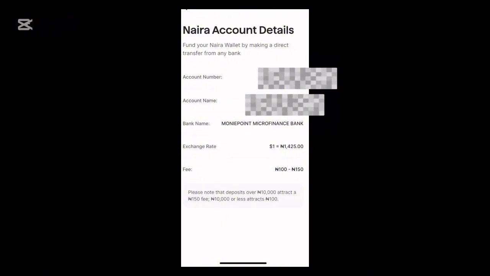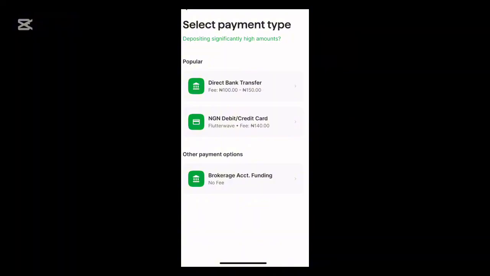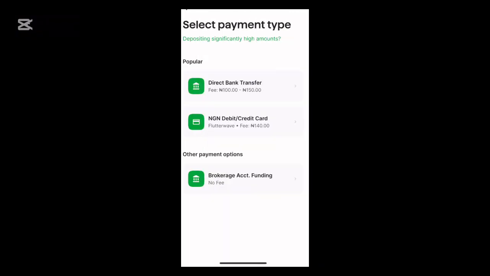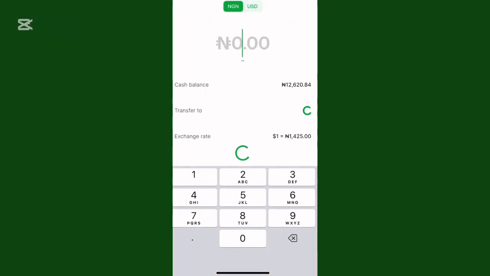For an amount above 10,000, you are to pay 150 naira in charges, but for amounts below 10,000, you pay 100 naira. Also, you can use your debit or credit card, in which case the fee is 140 naira, and their partner is Flutterwave. When you click on this, it will take you to the payment page. To withdraw, you click on transfer.